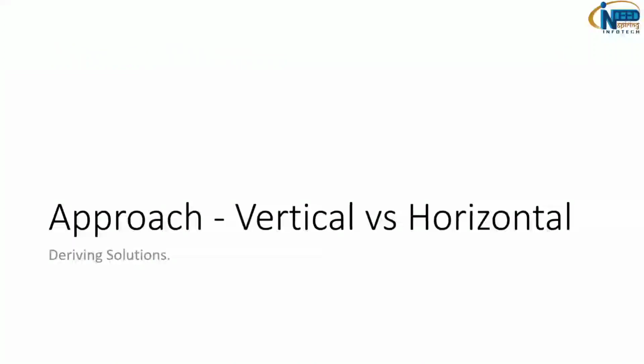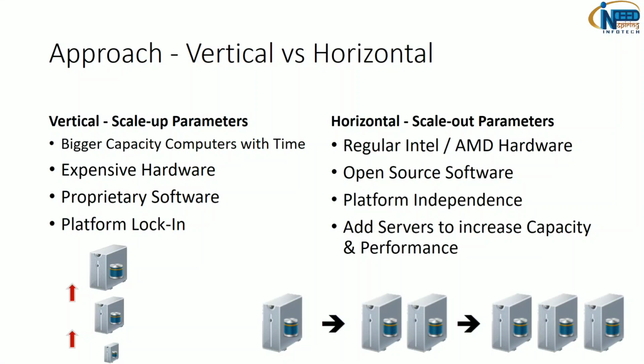Let us discuss solutions. We have two solutions, one is the vertical approach, another is the horizontal approach. We will discuss them one by one. In these diagrams you can see both approaches. The vertical approach says bigger capacity computers with time. So if you have a small infrastructure, you can replace the whole infrastructure with a bigger capacity infrastructure. And then whenever you have more demand, you can replace that with some other infrastructure.